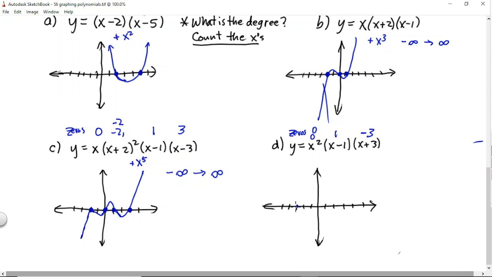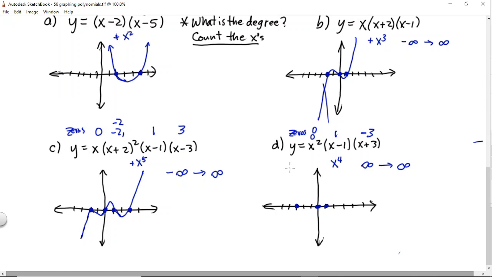So it's over here. You guys probably noticed that. That's not right. So we have -3. We have 0 where it bounces. And we have 1. And our end behavior, I did have that correct. X to the 4th. So up and up is our end behavior.